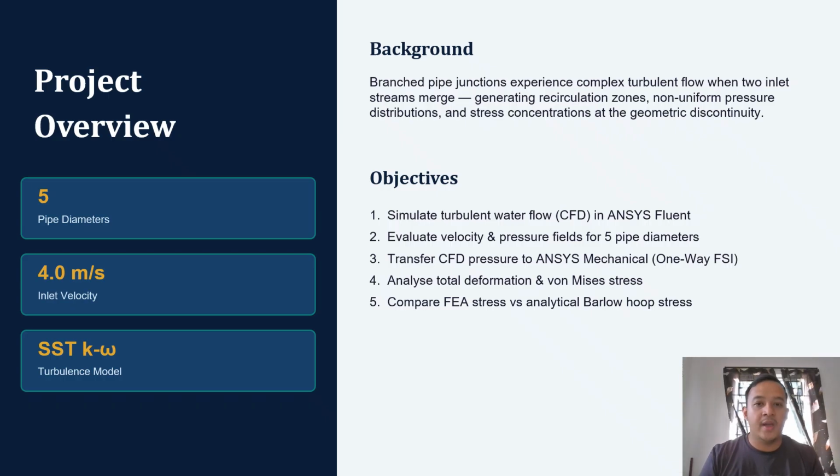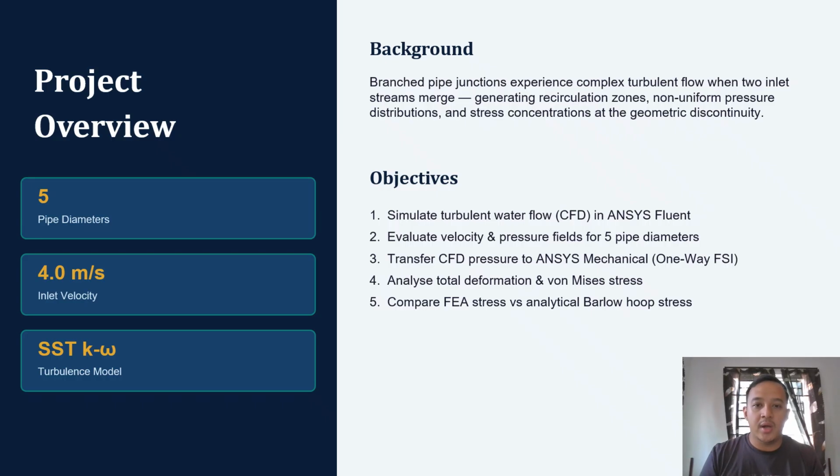Project overview. There are 5 different pipe diameters for my group, with an inlet velocity of 4 meters per second and the same turbulent model. Background. Branch pipe junctions experience complex turbulent flow when two inlet streams merge, generating recirculation zones, non-uniform pressure distributions, and stress concentrations at the geometry discontinuity.